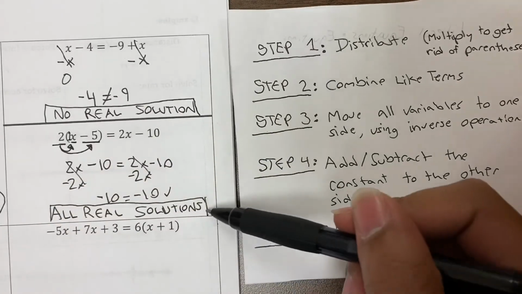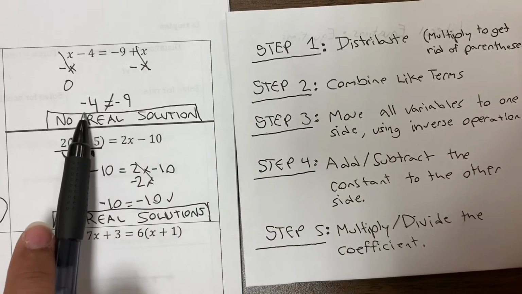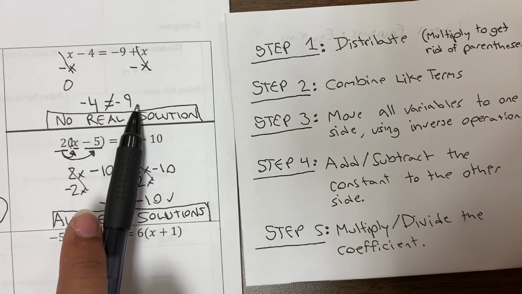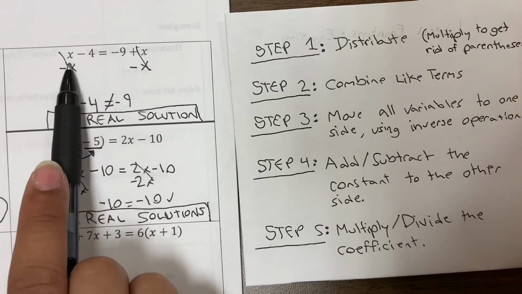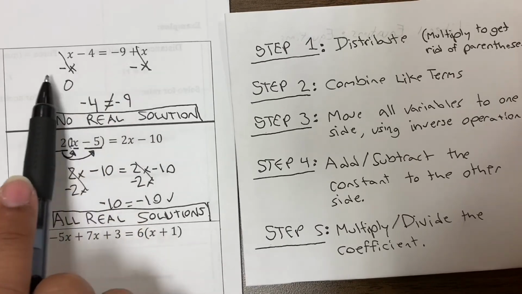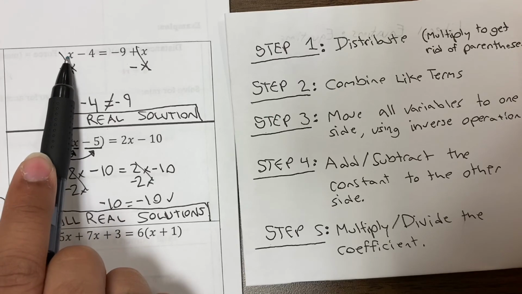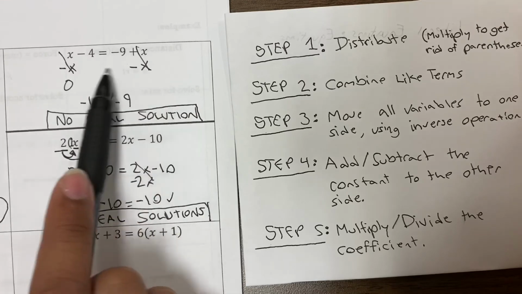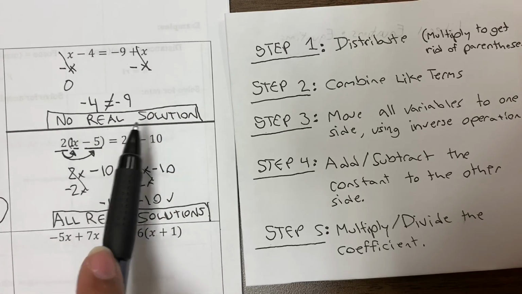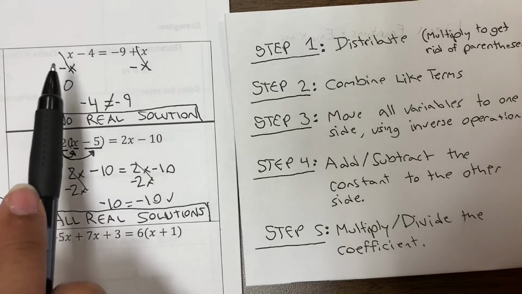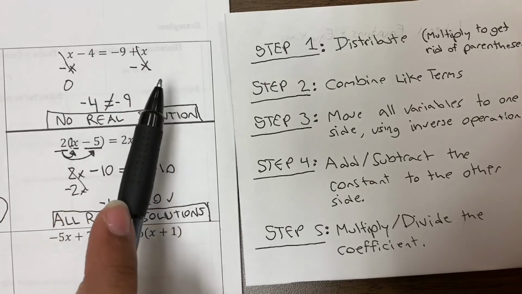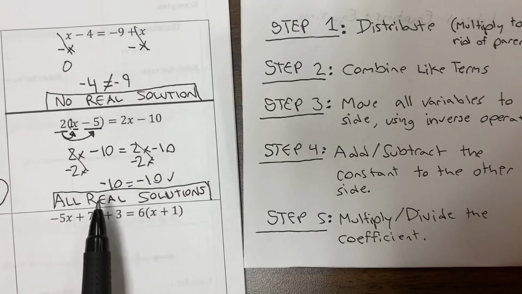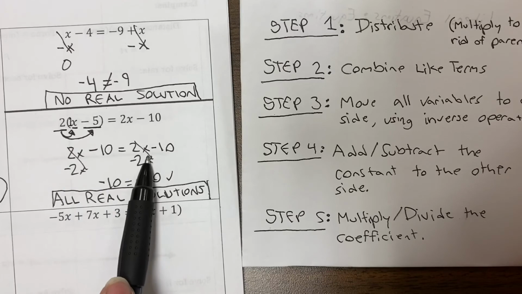So the difference between this one and this one is that no matter what, negative 4 is never going to equal negative 9. This equation can never, ever, ever be true. So no matter what number I plug in for x, no matter what number I try to solve for, this will never, ever be true. So that means there's no solution. So no number that I plug in for x is going to make this true. No solution. This one, any number that I plug in for x.